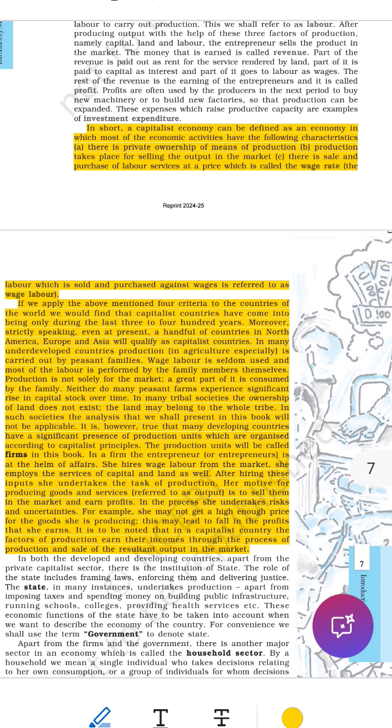Of course, I'll now give you a great detailed summary in very clear, organized, and easy to understand words. Here's your full detailed summary. Summary of the passage on capitalist economy.